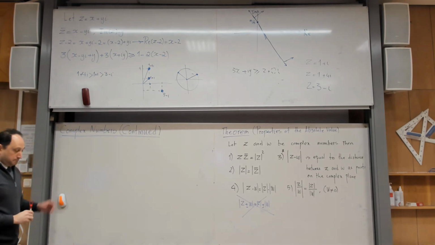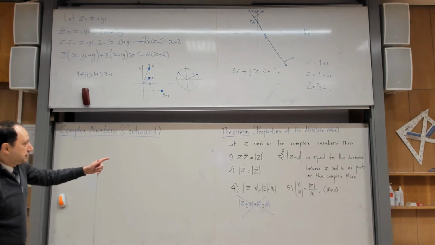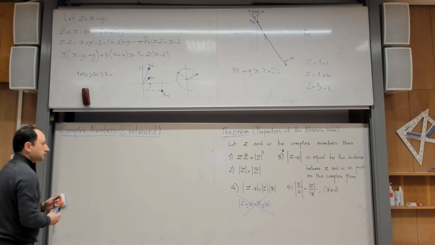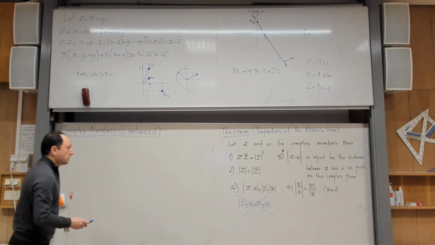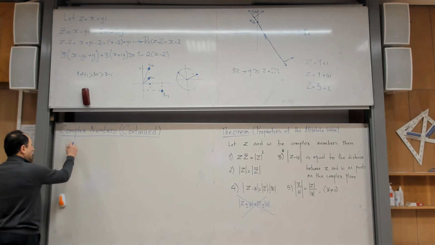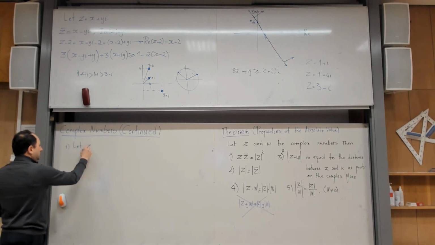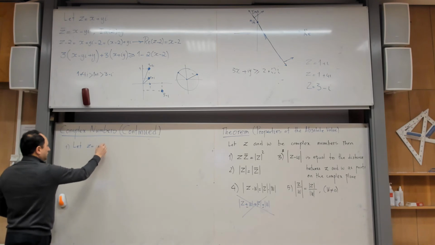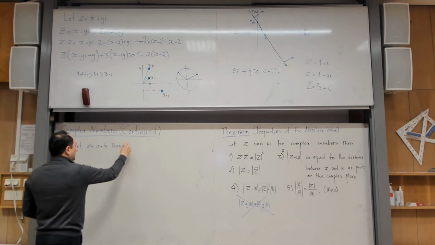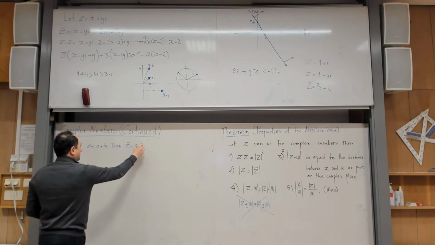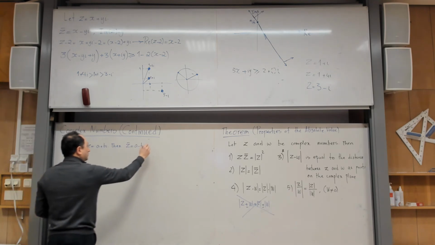Okay. So the first one, I think, is more or less clear for you why. If I want to prove the first one, what should I do? I would say, let z be equal to a plus bi, for example. Then z bar becomes what? a minus bi.